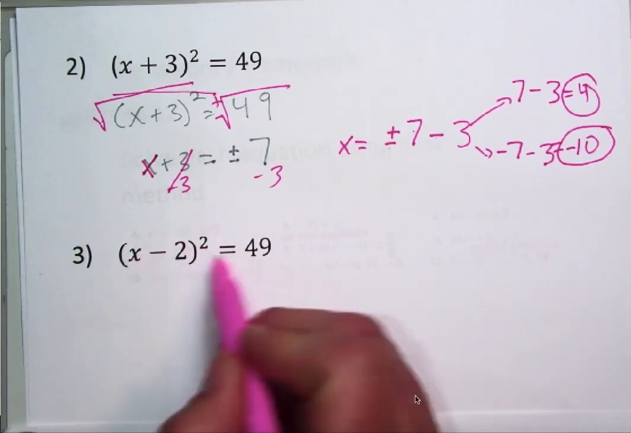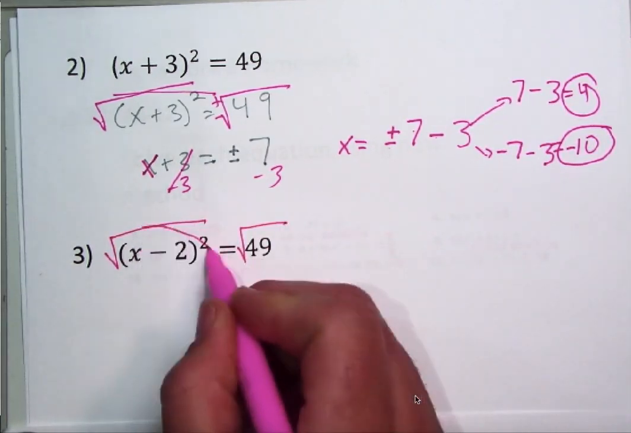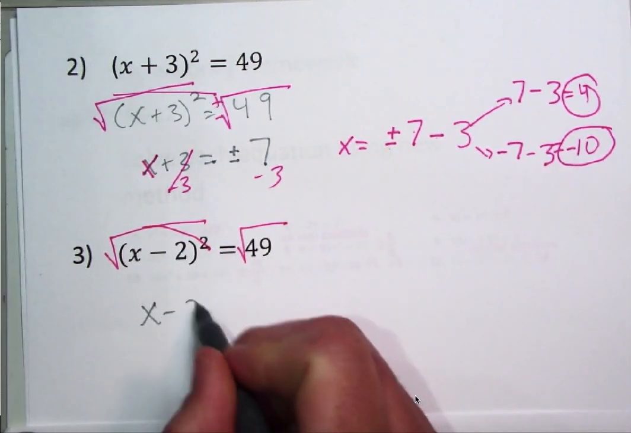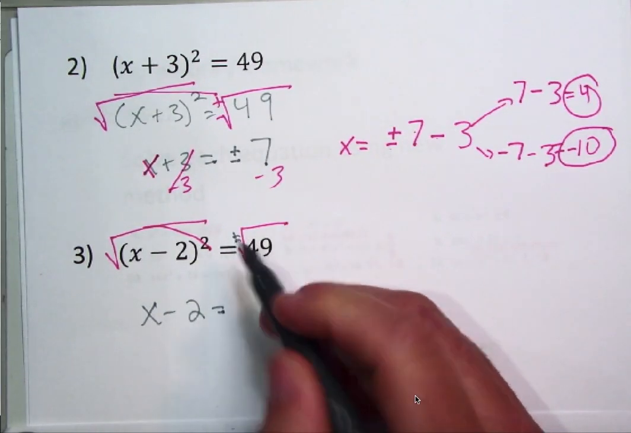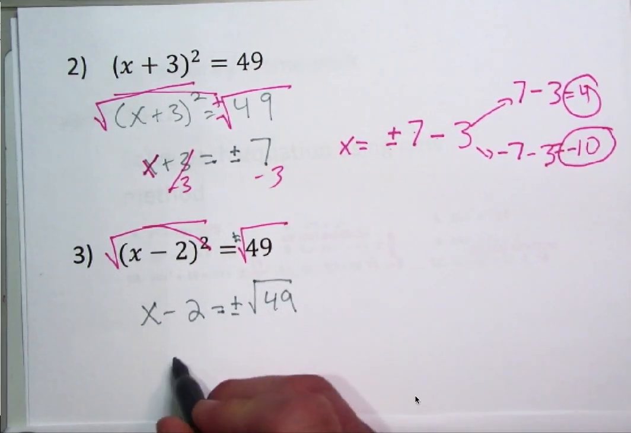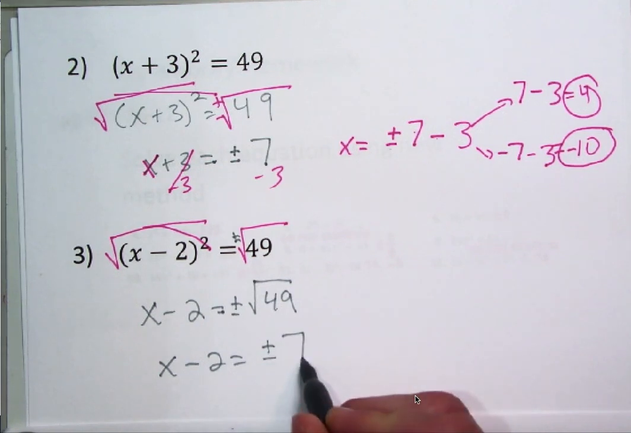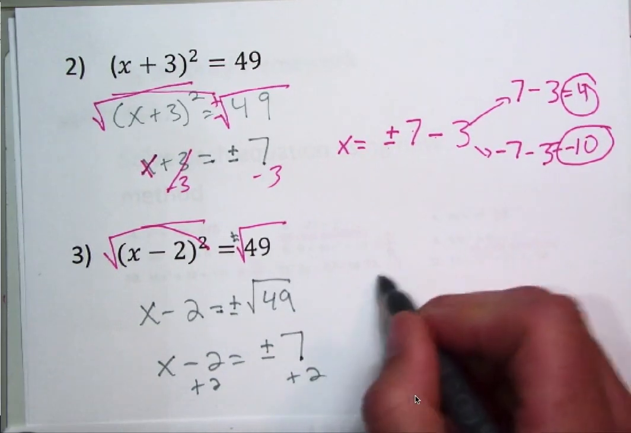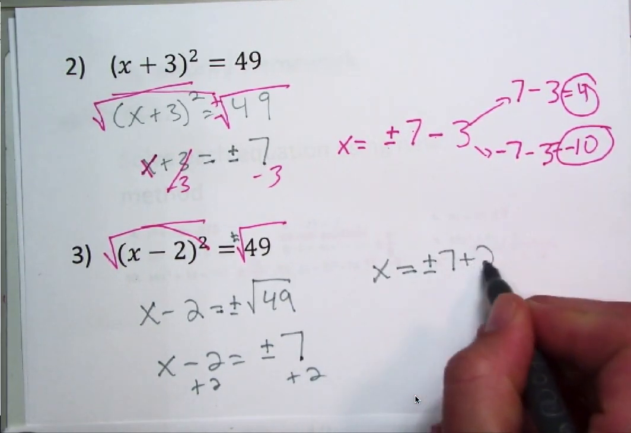All right, so if something's squared, I'm going to undo it by taking the square root of both sides. That will cancel this squared out, so it releases the x minus 2. We take the square root of 49, so we're going to do plus or minus the square root of 49. But we know that that is actually positive or negative 7. And then we add 2 to both sides. You get x equals positive or negative 7 plus 2.